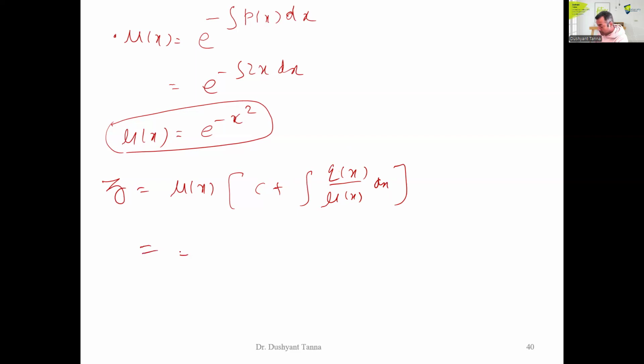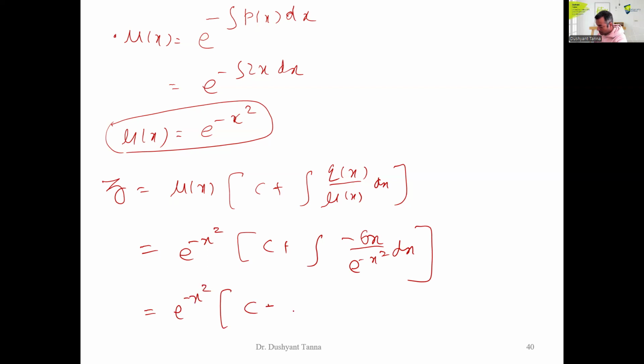I will replace this as e raised to minus x squared, c plus, okay, small q, what was our small q? It was negative 6x e raised to minus x squared dx. It turned out it's horrible. I just simplify a bit. C plus integration of, I'll keep minus 6 outside for now, e raised to x squared x dx.